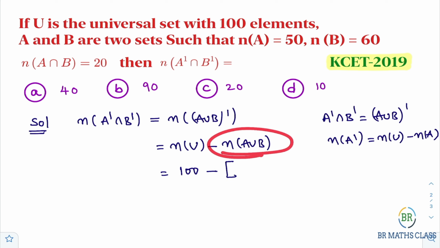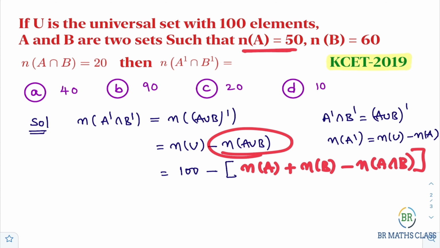You know the formula for n of A union B. What is the formula? n of A plus n of B minus n of A intersection B. This is the formula for n of A union B. They already gave n of A, n of B, n of A intersection B. Just substitute these values in this.